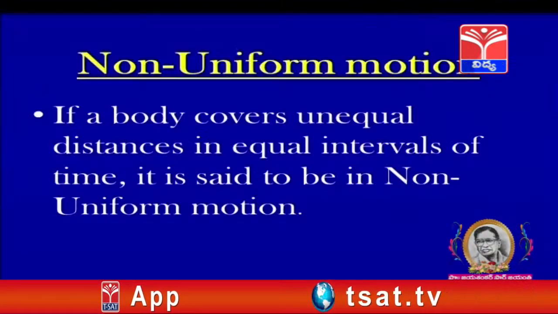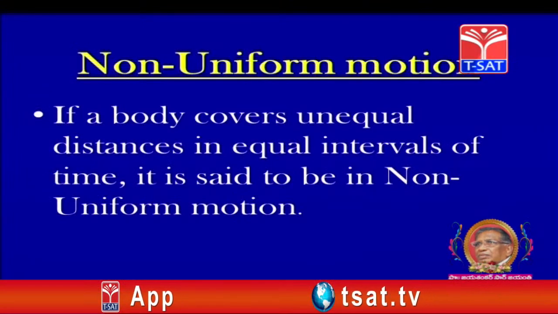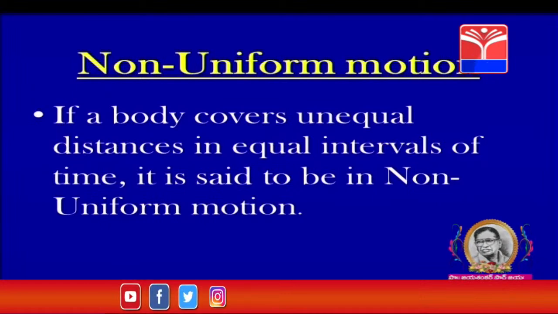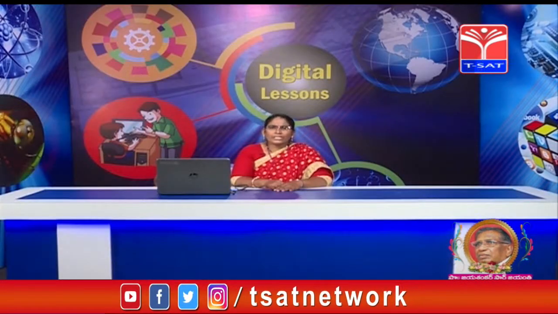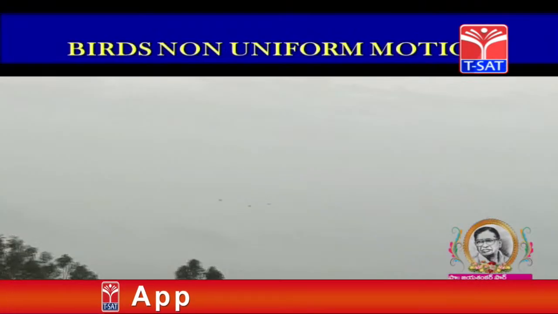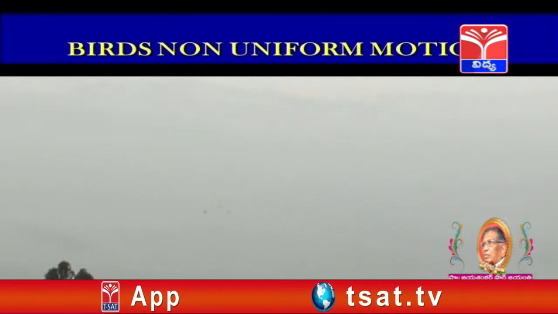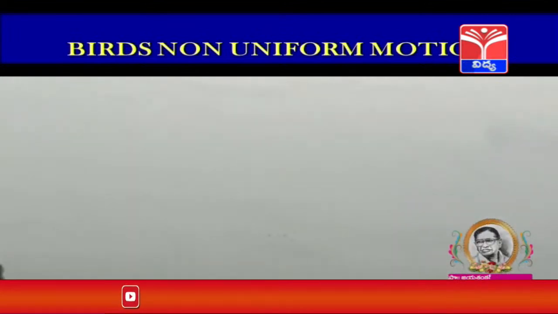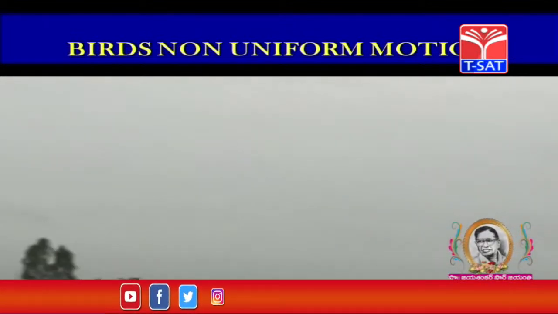Now, shall we discuss non-uniform motion. If a body covers unequal distances in equal intervals of time, it is said to be in non-uniform motion. You might be seeing the birds flying in the sky. The birds do not have any specific time. They move of their own interest. That is, there is no time bound for the flight. So, it is a beautiful example of non-uniform motion.